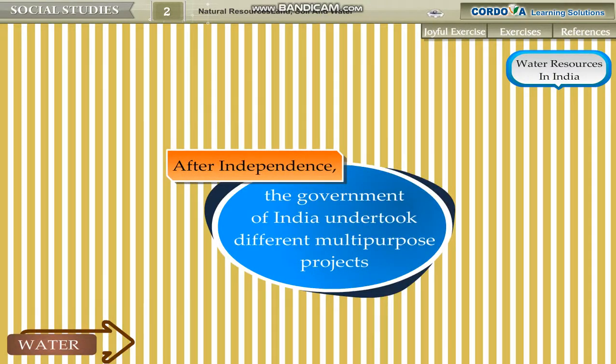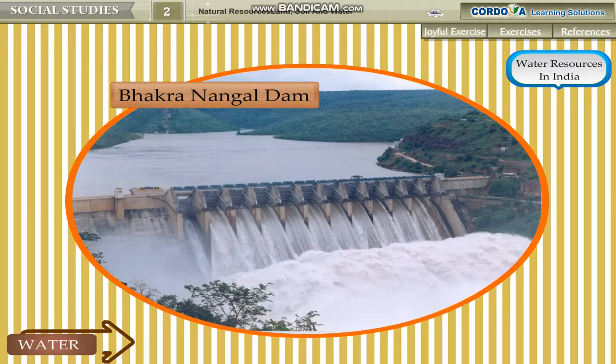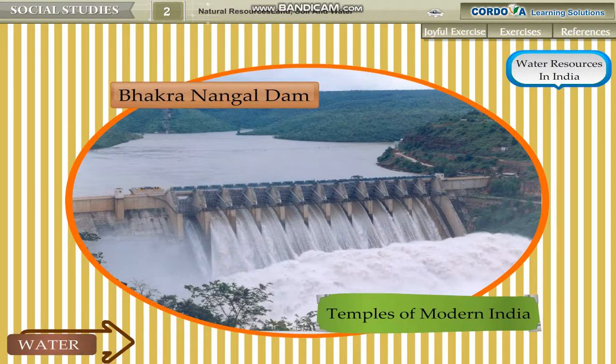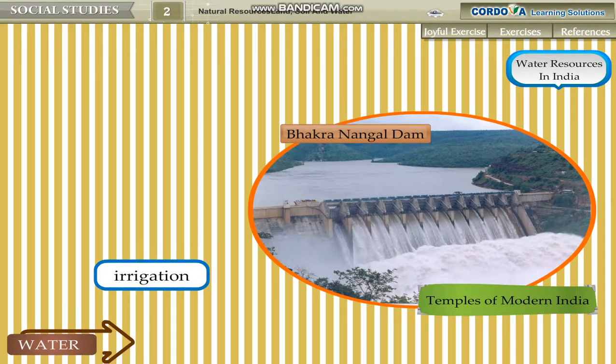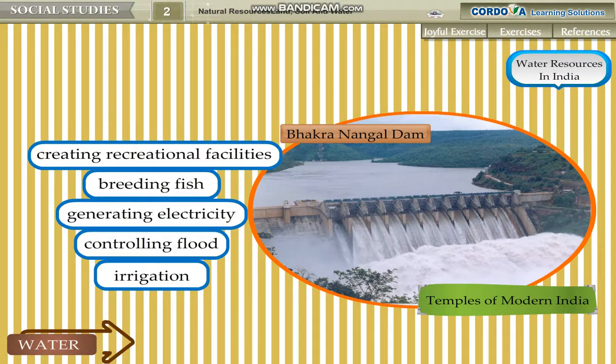After independence, the government of India undertook different multipurpose projects like Bhakra Nangal Dam on river Satluj to make water easily available for farming and other related activities. These multipurpose projects are called temples of modern India because they serve many purposes at the same time, like irrigation, controlling flood, generating electricity, breeding fish, and creating recreational facilities.